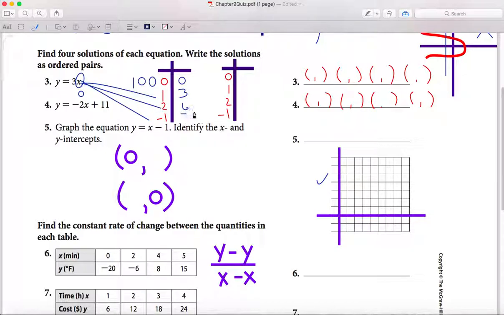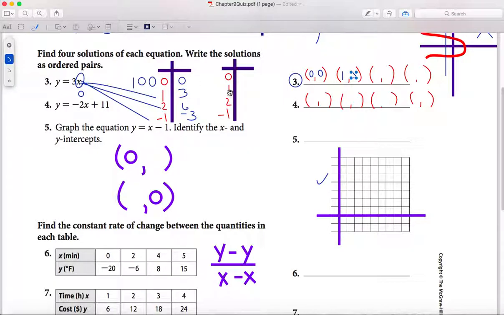Okay, so if I was making a t-table, that's how it would look, but it says to write them as ordered pairs. So make sure you have your parentheses and your commas in between there. (0, 0) is one of them, and then (1, 3).